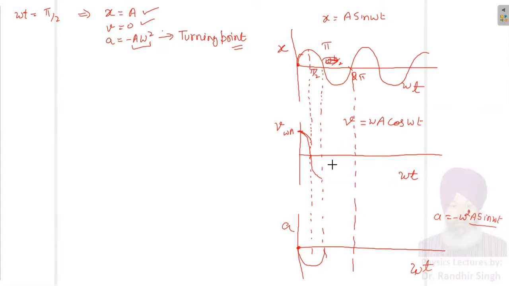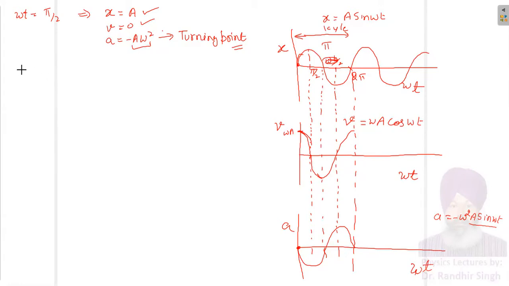After that, this part will be the completion of the cycle, and somewhere here we will have 3 pi by 2, and this will be one complete cycle. So you can see from here to here, one cycle of position, velocity and acceleration has been described. If you have any doubt, you can ask me. Is this clear to you? Please tell me.